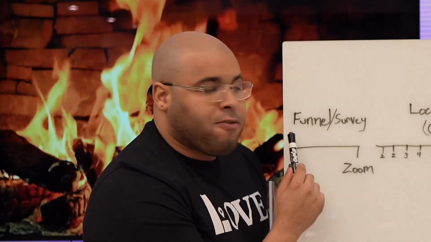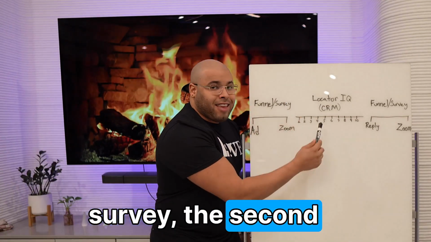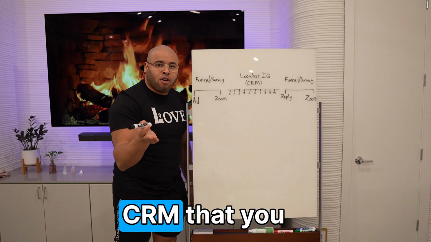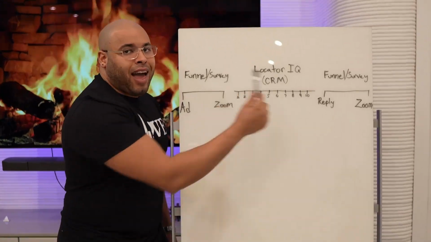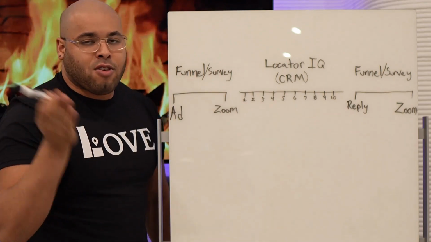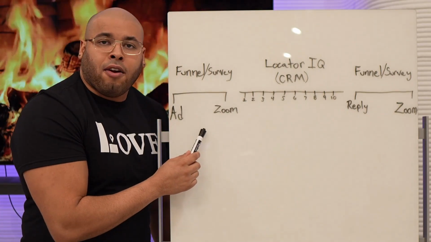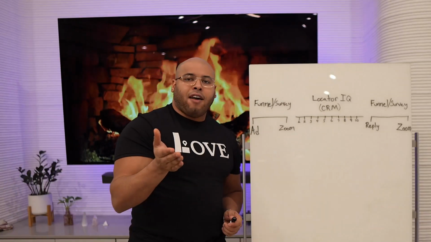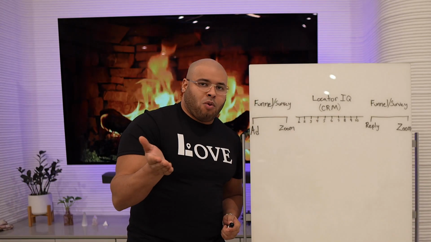We have three critical components here on what's going on. The first stage, funnel/survey. The second stage, Locator IQ, or any other apartment locator CRM that you might be using. And then the last stage, which is funnel/survey. So the first step right here is lead gen. We have written down ad. You first have to find clients to work with in the business.